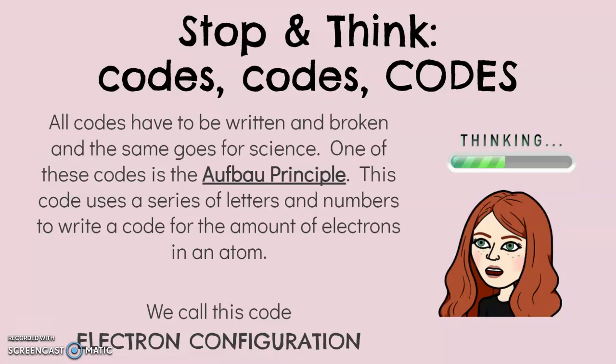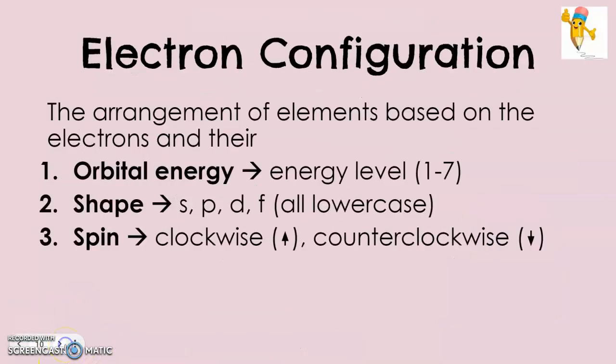So basically, electron configuration is a code. It's just a code for an element. It's a different way to write the element to code it. And all codes have to be written and broken, and the same goes for science. So one of the codes is called the Aufbau principle, and this code uses a series of letters and numbers to write a code for the amount of electrons in an atom. So basically, this code is just telling us how many electrons are in an atom, okay? And because we're still talking about neutral atoms, remember your electrons in your atom are going to be equivalent to your protons as well. So your atomic number.